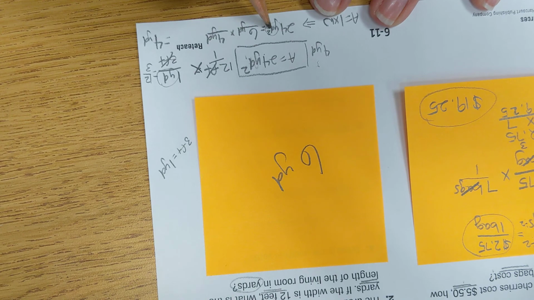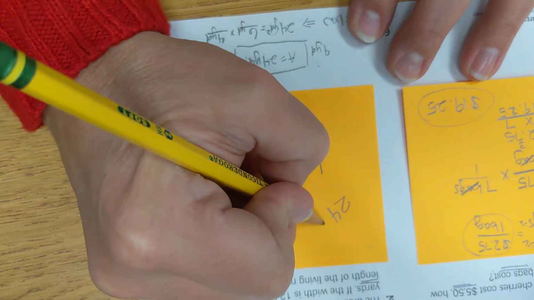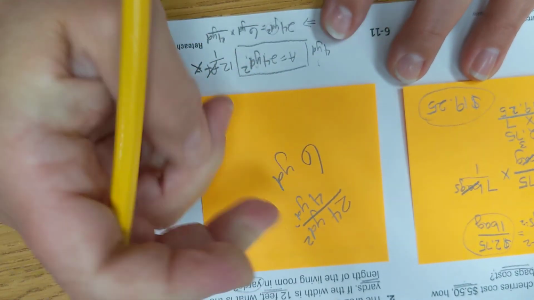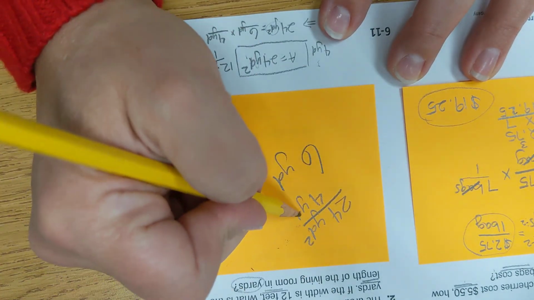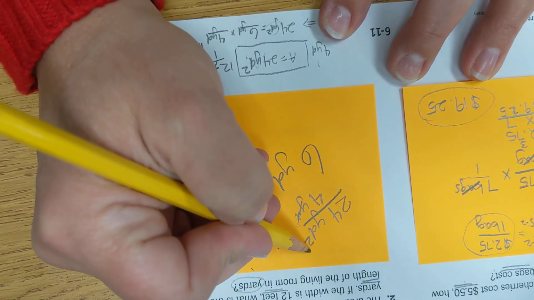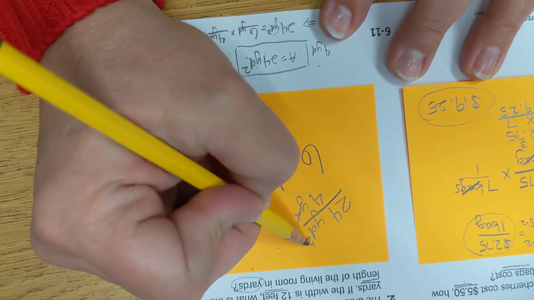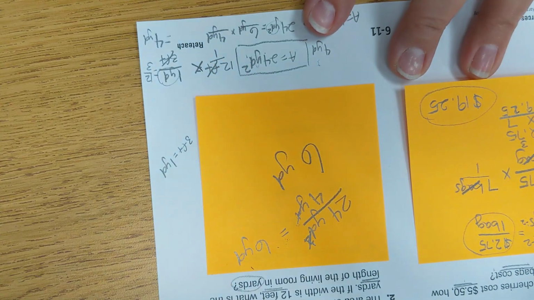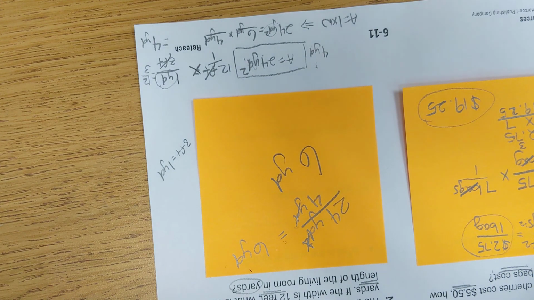Do you see how the squared would go away? Because I have to have 2 yards here. If I took that 24 yards squared and divided it by 4 yards, just 4 yards, I'm going to be getting rid of this yards, like simplifying, right? And then simplifying one of these yards, leaving me just the 6 yards. Okay, I hope this makes sense.